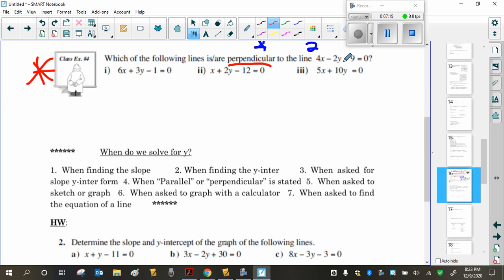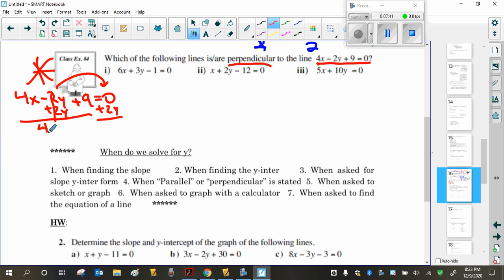So I'm going to solve for y in 4x minus 2y. I'm not sure where the best place to do that is, but I'm going to solve for y here. Go ahead and write this down. I'm going to add 2y to both sides. Trying to save some room. And then divide by 2. I get y equals 2x plus 9 halves.